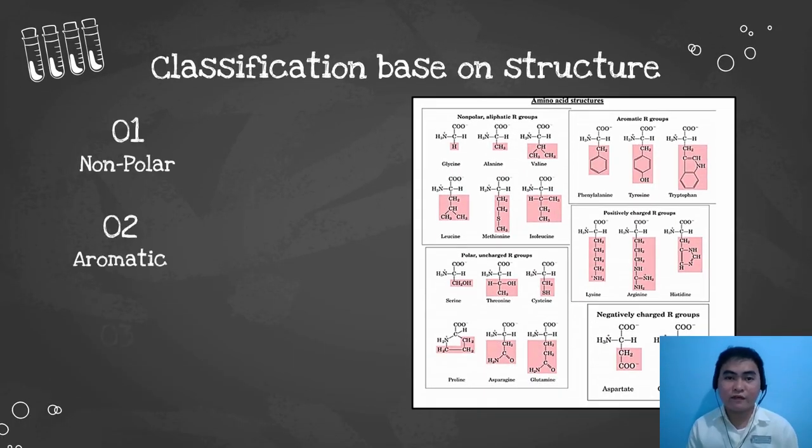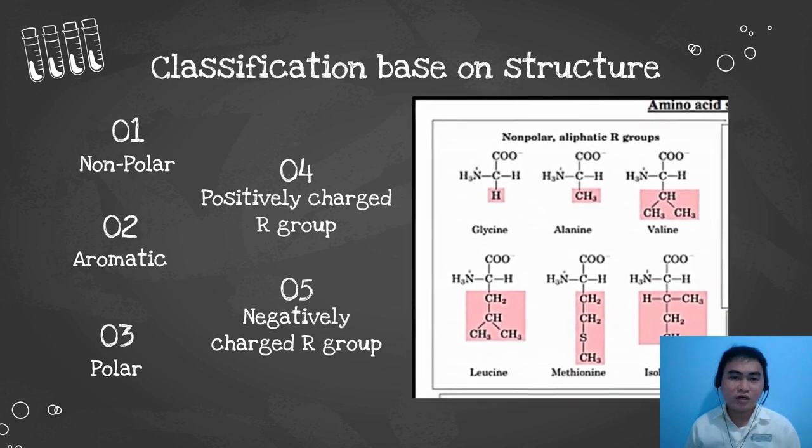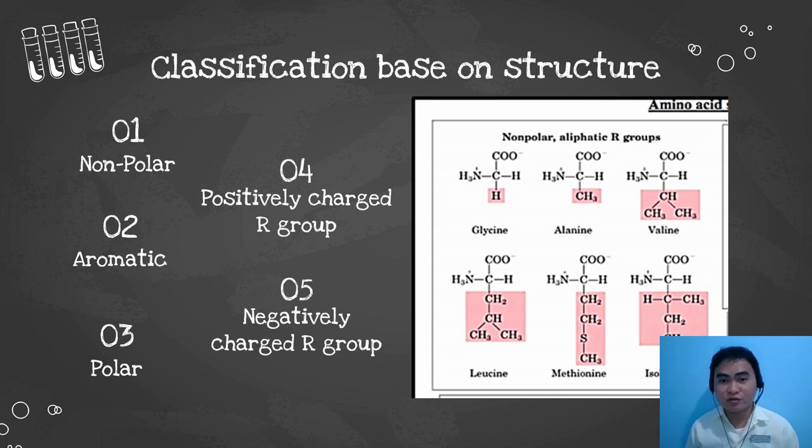We also have classification of amino acids based on their structure. Let's tackle briefly each and every group. Let's start first with nonpolar. Nonpolar amino acids are a class of amino acids in which the variable R group is comprised of mostly hydrocarbons. Pansinin nyo, yung side chain niya puro hydrogen and carbons lang. These hydrocarbons give them the nonpolar properties, being hydrophobic.